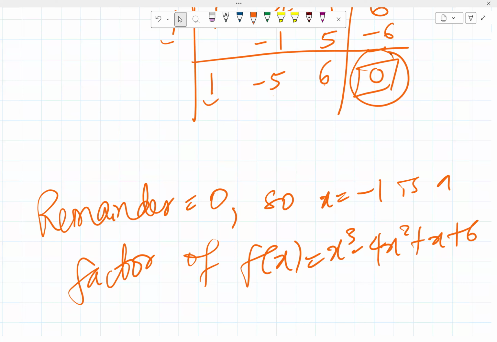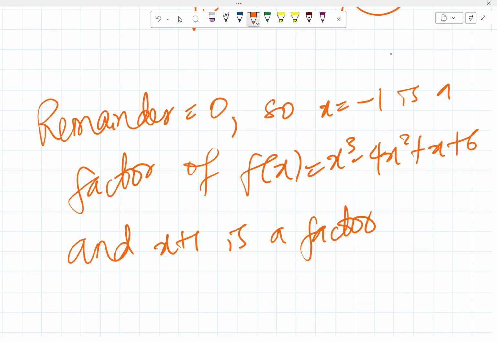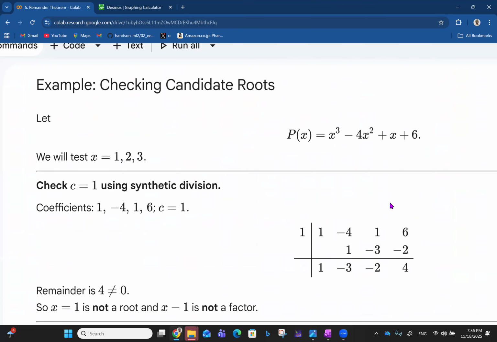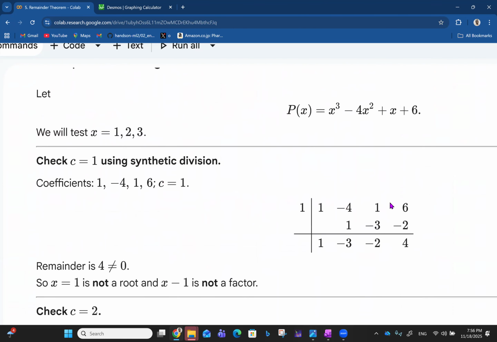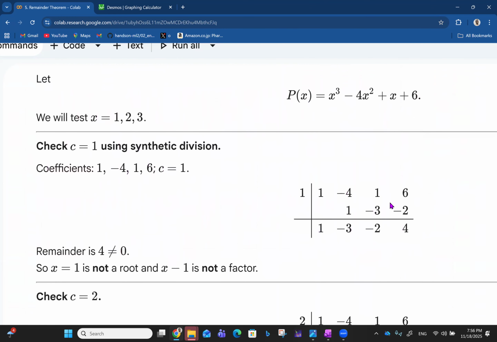And x plus 1 is a factor. So we transfer this back now. x plus 1 is a factor of f of x, because we got 0 there. So that's the deal there. When I'm doing long divisions like that, I try plus 1, minus 1, and keep trying until I get something.